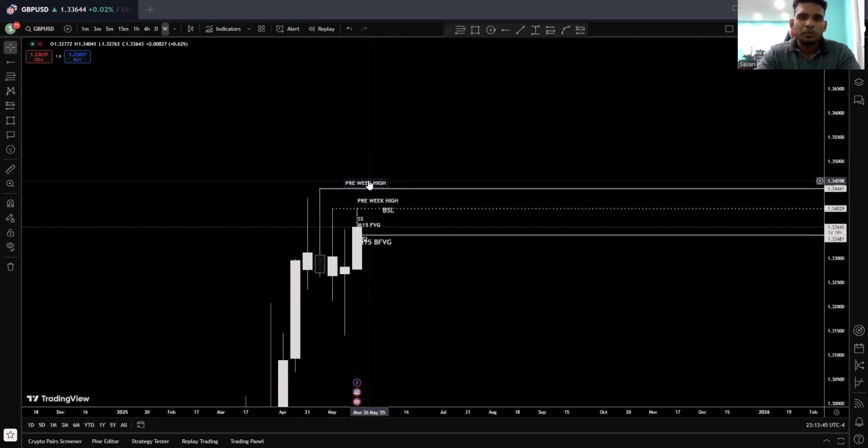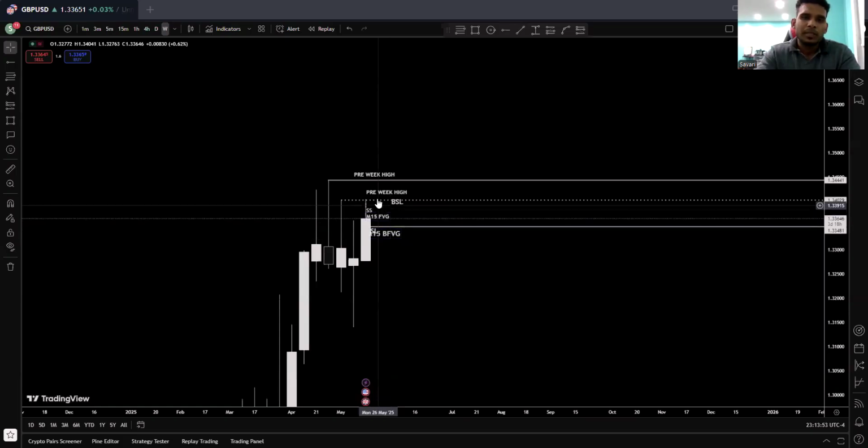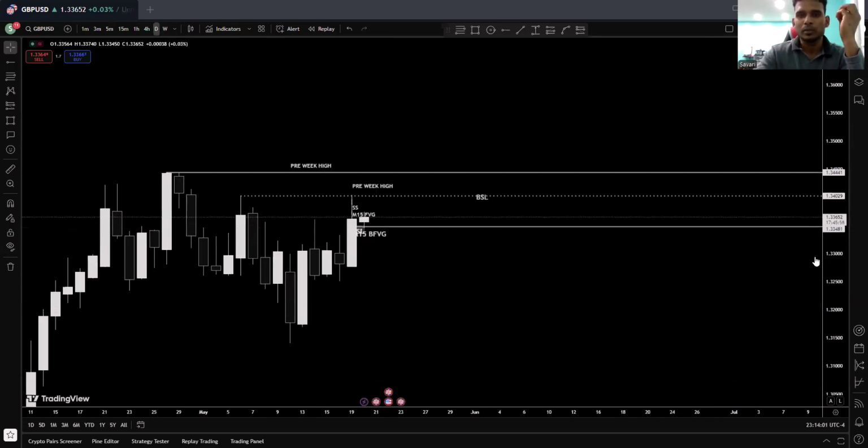So I have two projections. Since the order flow is completely bullish like this, holding the price, pushing higher, price might expand towards this high, or else price just sweeps the high and gives some sort of sell model for me. So this was my bias for today.